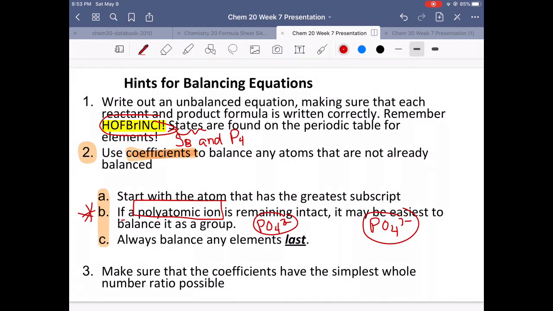Any elements last, what I mean by that is any elements that are all by themselves. Like let's say you have just oxygen all by itself, O2 gas. Do that last, it makes it a lot easier, okay?